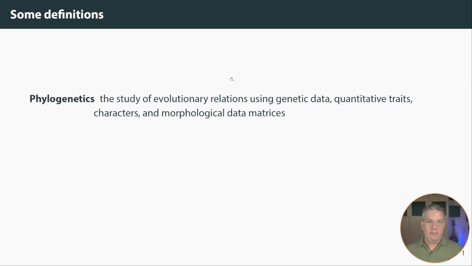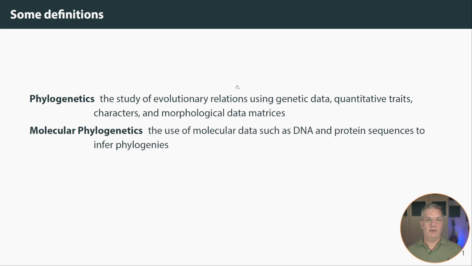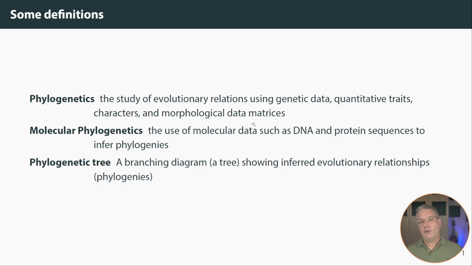What is phylogenetics? More broadly, it's basically written here. It's the study of evolutionary relationships. And we can use lots of different types of data: genetic data, quantitative traits, all sorts of characters, and morphological data matrices. So it's not restricted just to molecular data, but the subfield of molecular phylogenetics is that which is really focused on molecular data. And by molecular data, we mean DNA and protein sequence data. And of course, most of that is going to be DNA sequence data, or translated to proteins, but experimentally DNA sequence data.